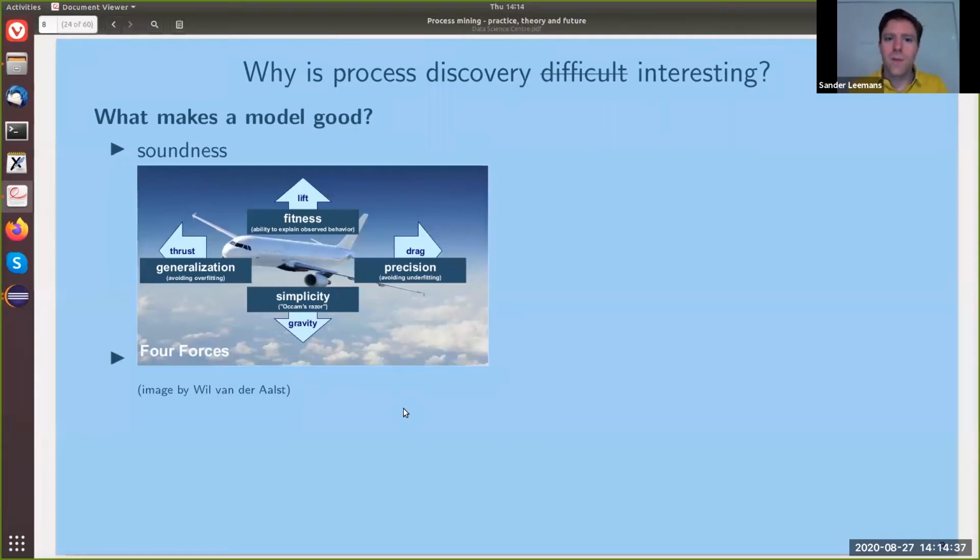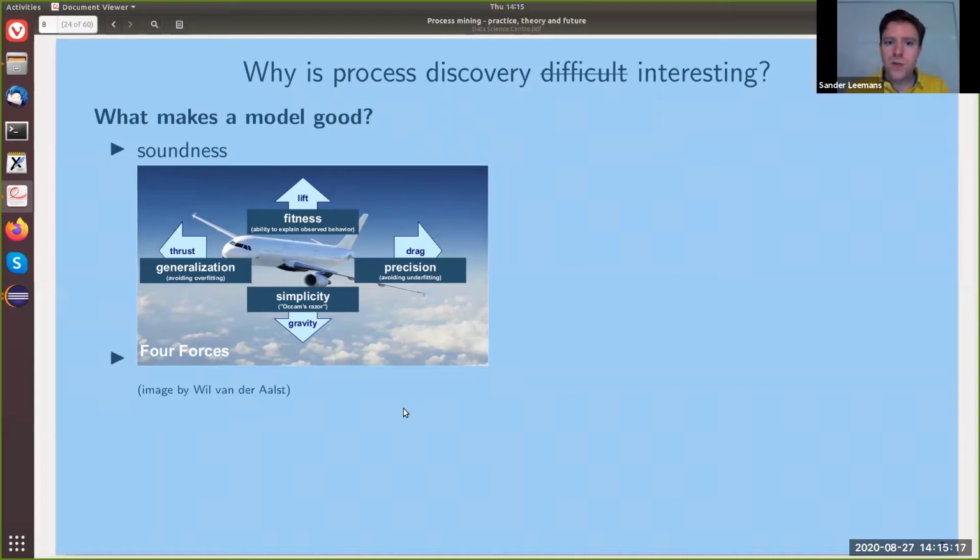Second, up till fifth, there are 4 forces in process mining that determine whether a model is good with respect to an event log. So think of a plane here where 4 forces work on this plane and drag it in different directions. So first of all is fitness, and that in this image goes up. So fitness means can every case that I see in the event log actually be replayed in the model?